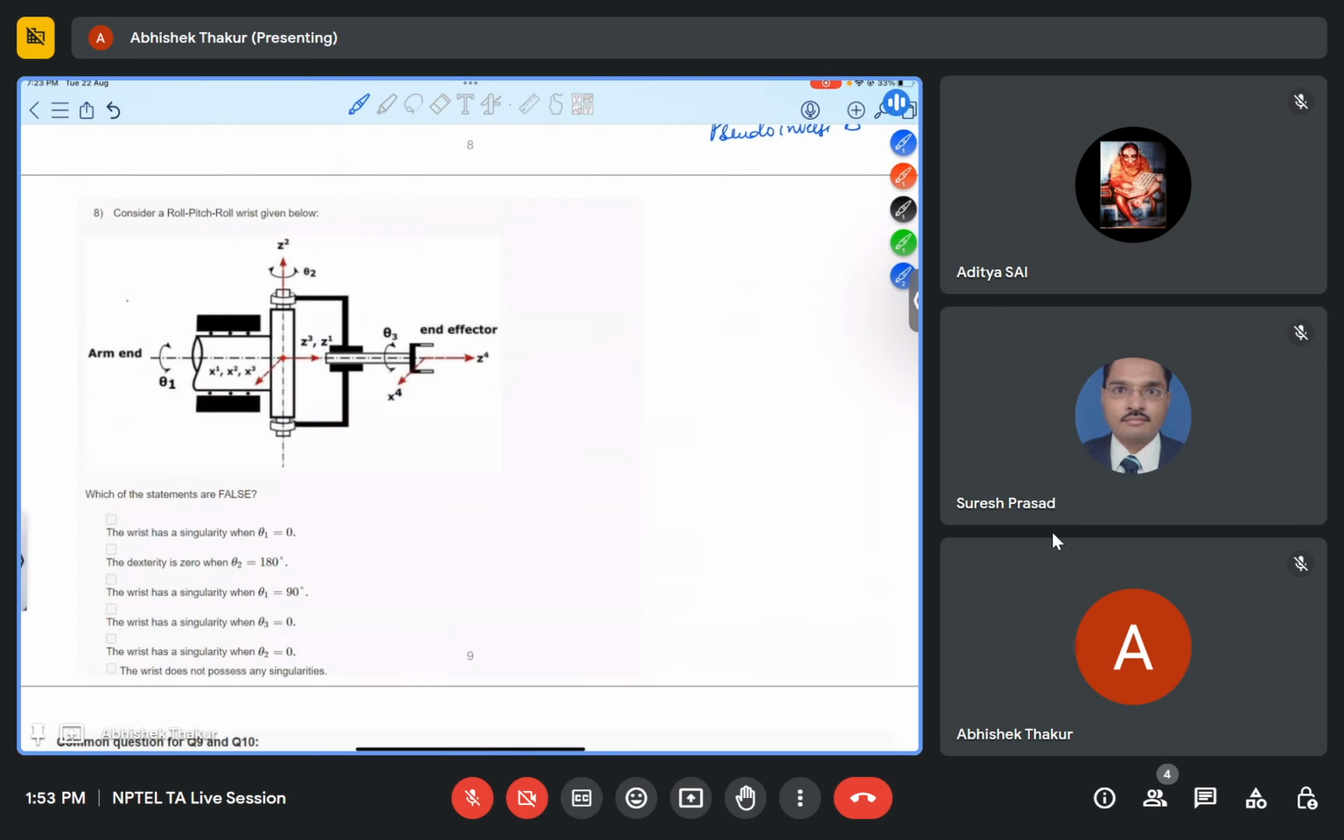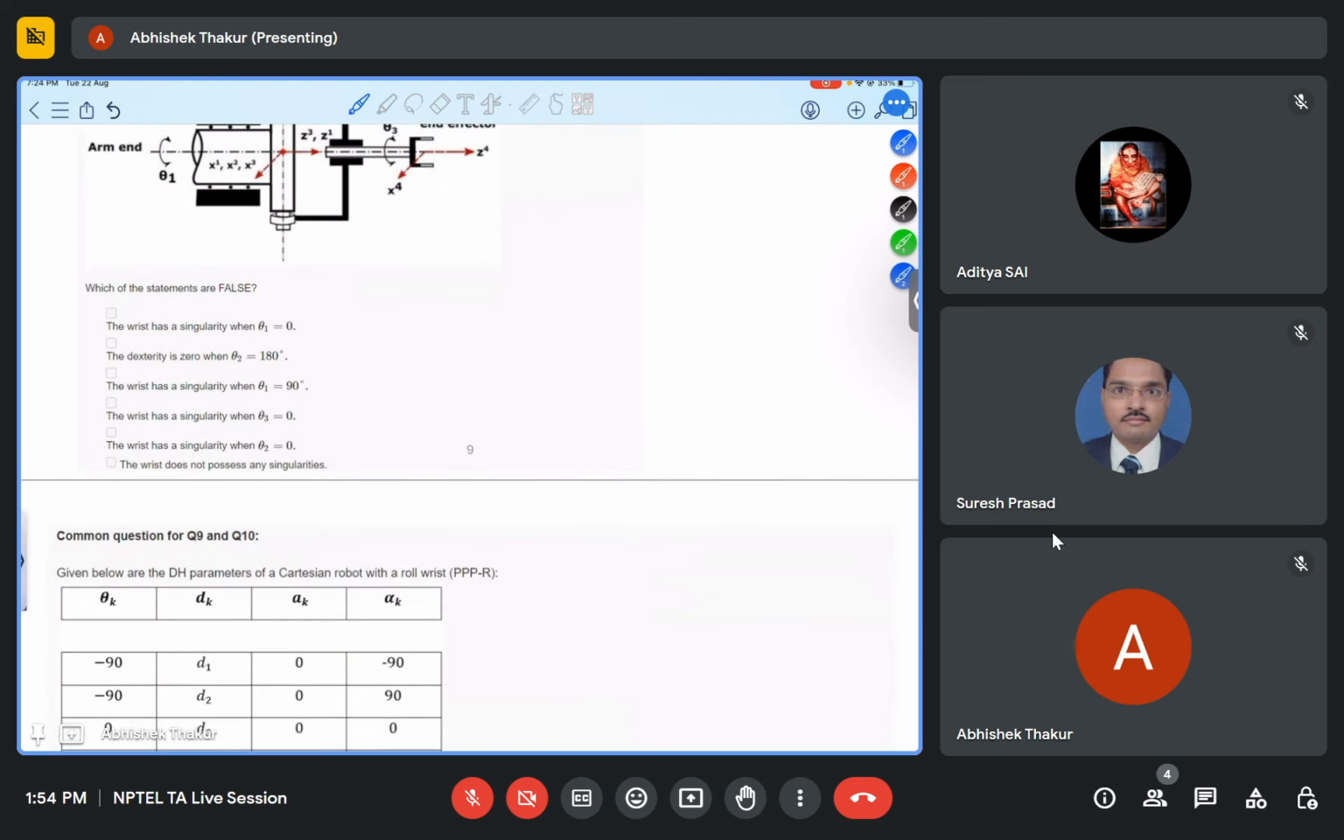We'll move on to the next question. In this question, it is asking to consider a roll pitch roll wrist given below. It is asking which of the statements are true. There are six statements given, and it asks which of the statements is true.